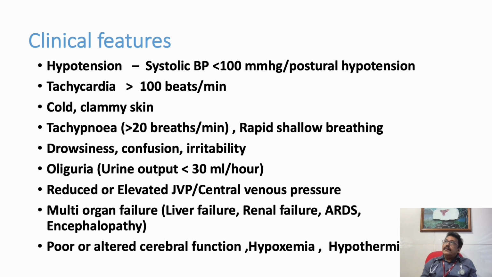Oliguria, again, reduced kidney perfusion produces oliguria, and urine output will be less than 30 ml per hour. Reduced or elevated JVP, that is also very important. Elevated JVP is seen in cardiac failure. Reduced JVP is seen in severe hypovolemia.